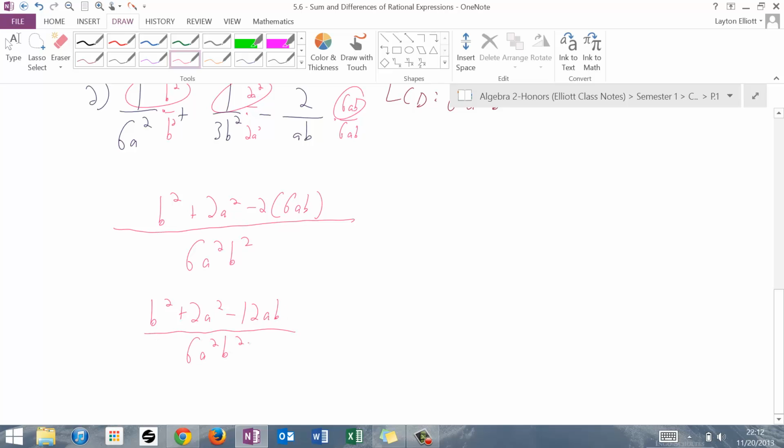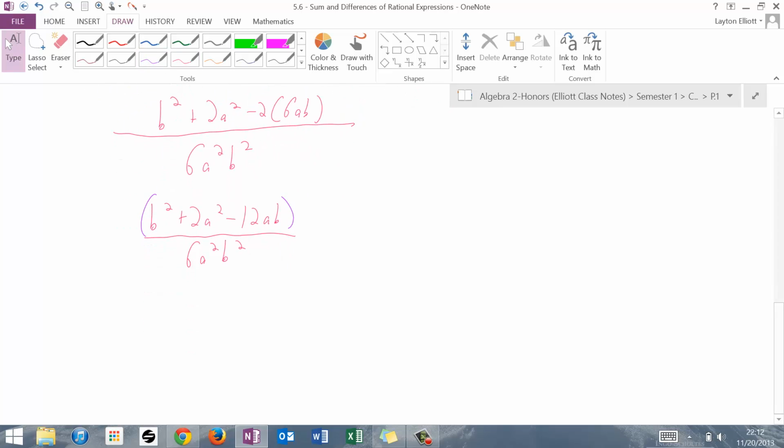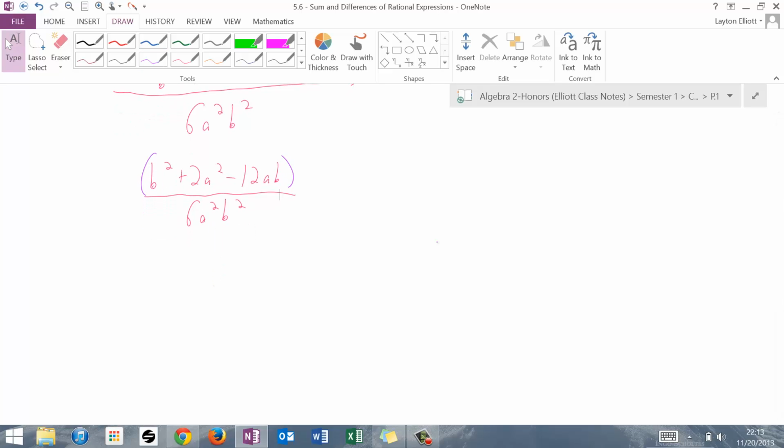You may look at that and say, well, can this numerator factor? It doesn't matter. Even if it could, it would factor into 2 binomials, and that's not going to cancel with the denominator. So just leave it.